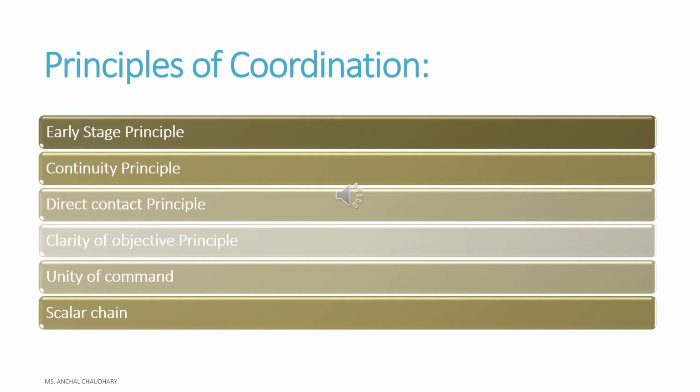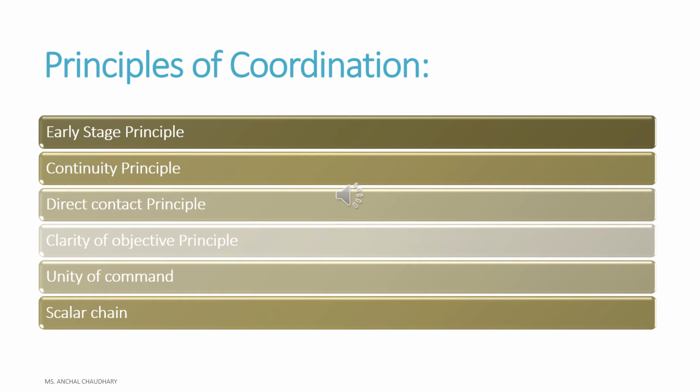Next is unity of command. Unity of command means one boss for one subordinate, right? We have also discussed in previous lectures that there should be one boss for one employee. It will be difficult to achieve coordination if one employee has to report to more than one boss, and thus it will be difficult to achieve the goals.